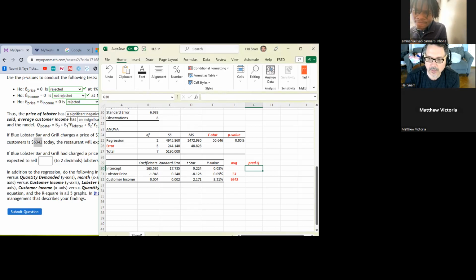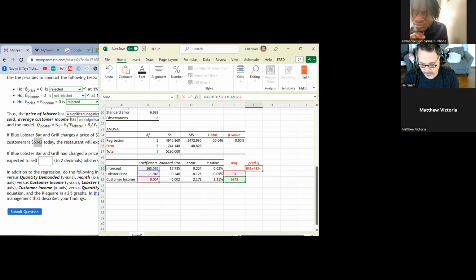I mean, I could do it this way. I did this earlier. I'm going to take the coefficient or the intercept. What am I going to add to that? I'm going to take the average price of lobster and multiply it by the coefficient of lobster. See that? Then I'm going to add to that my average customer income times the slope for customer income. You see that?